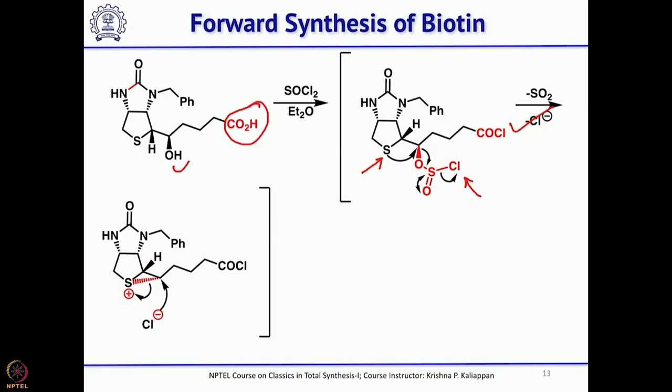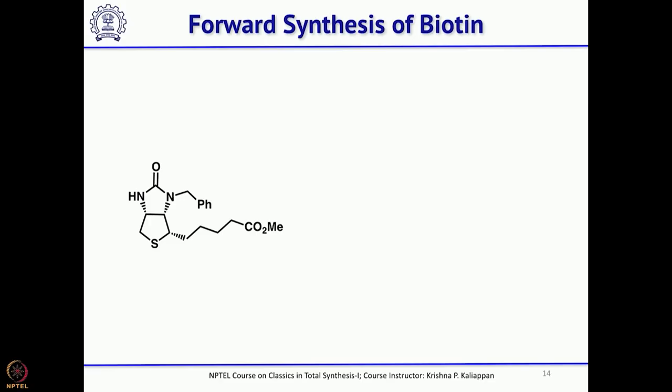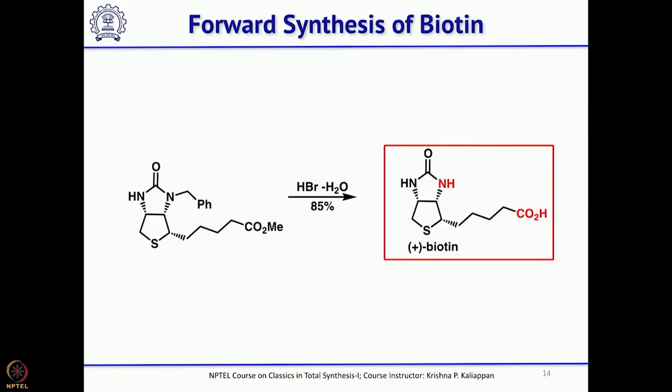Now what will happen? The SO2 will come out, which is a neutral molecule. The chloride which comes out will again attack, so it's a double SN2 reaction on that carbon. You get again the beta chloride. Now the chloride can be removed with sodium borohydride, and HBr in water not only hydrolyzes the ester but also removes the benzyl group to give biotin.